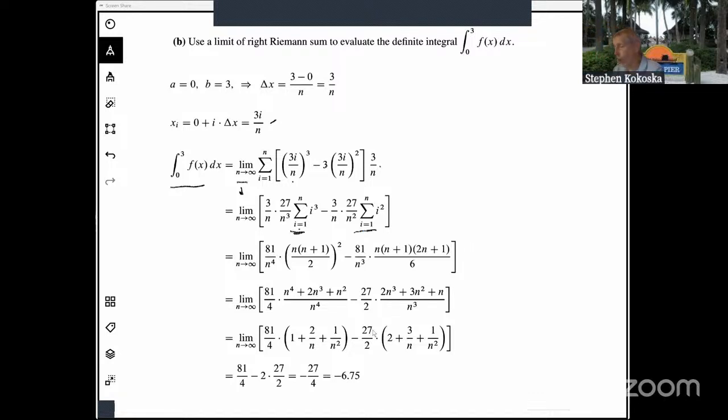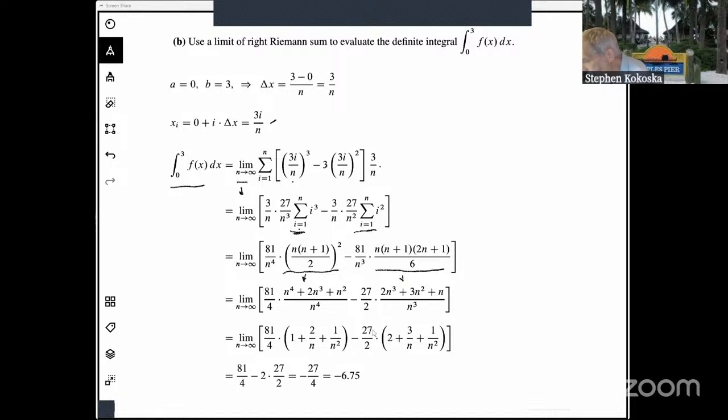These are what we call common summations. Would you have to remember these on the AP exam? Probably not. But this is a good exercise here. So this summation from i equals 1 to n of i cubed turns out to be that closed form expression. We get rid of the summation. The sum from i equals 1 to n of i squared is that expression. Pretty cool. Multiplied out.